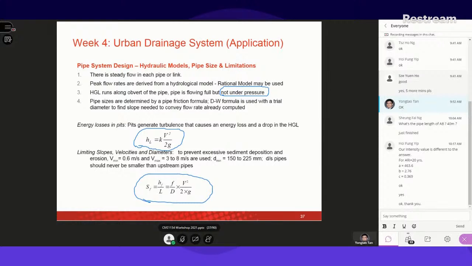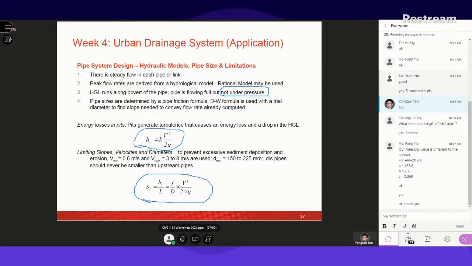So K is a coefficient, V is the velocity of the flow, and over 2g. And limiting the slopes, velocities, and diameters. As I mentioned, to prevent sediment and also to prevent erosion, the velocity is minimum 0.6 meters per second, and the maximum 3 to 8 meters per second are used. And the diameter is minimum 150.